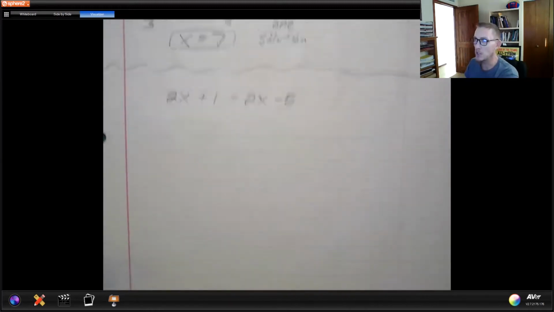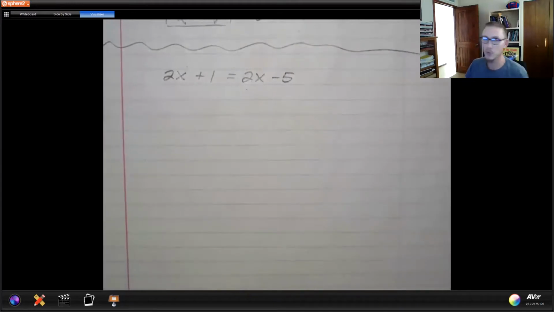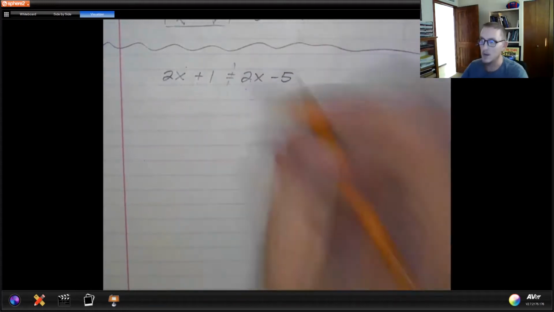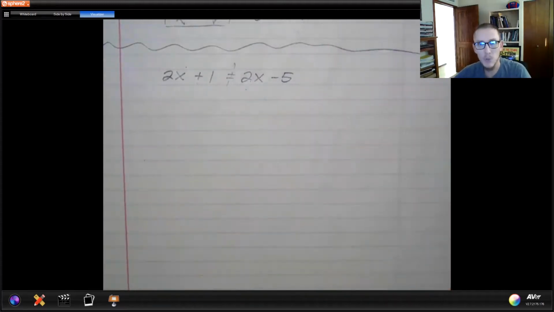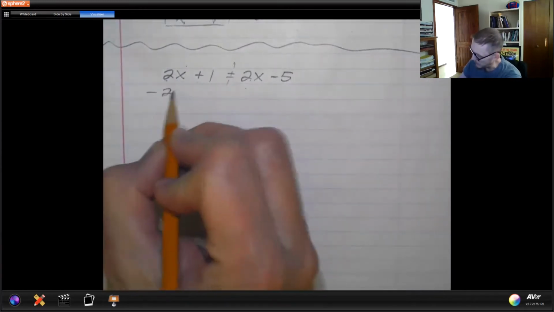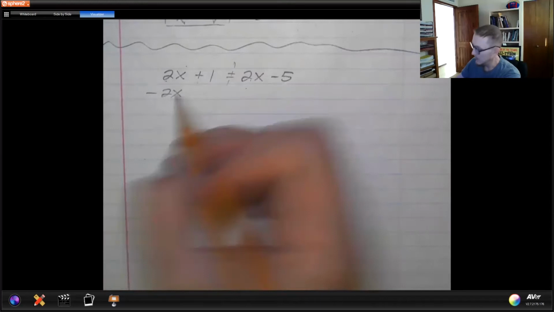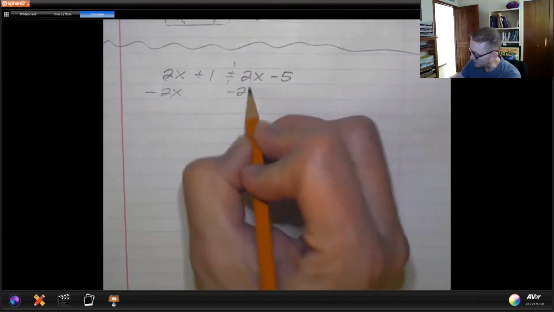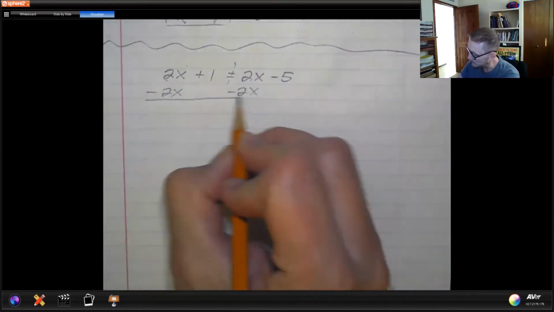If I look at this equation here, 2x plus 1 equals 2x minus 5. Step 1 says get rid of parentheses. Check, that's done. Step 2 says combine like terms on each side of the equals. Well, it's already done. So step 3 is where we're going to run into something that we haven't seen before. I'm going to move the variables to one side. So I'm going to move this 2x, and I'm going to do it by subtracting 2x. And whatever I do to one side, I do to the other. So I'll subtract 2x here.